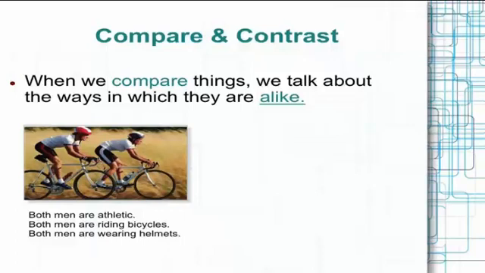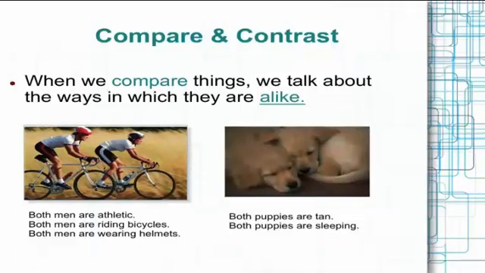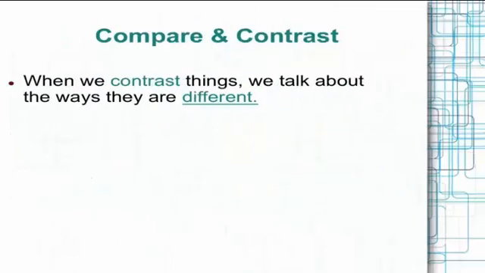These are comparisons. Here's a picture of two puppies. Both puppies are tan. Both puppies are sleeping. That's another comparison. In both cases, we are talking about the ways in which they are alike. When we contrast things, we talk about the ways in which they are different.